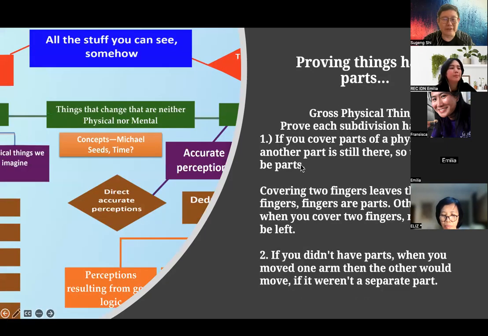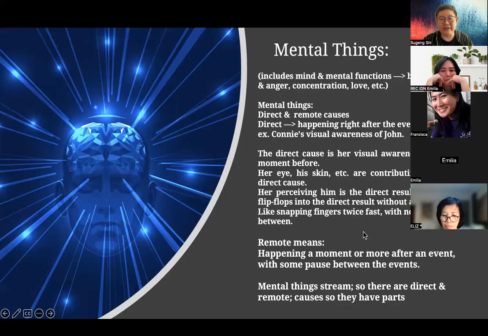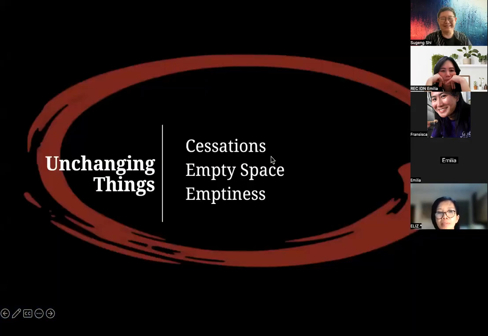So here we discuss this side, changing. How about unchanging? Things that exist and don't change. There are only three things in the whole universe. Unchanging things are cessations, which is the stopping, empty space and emptiness.